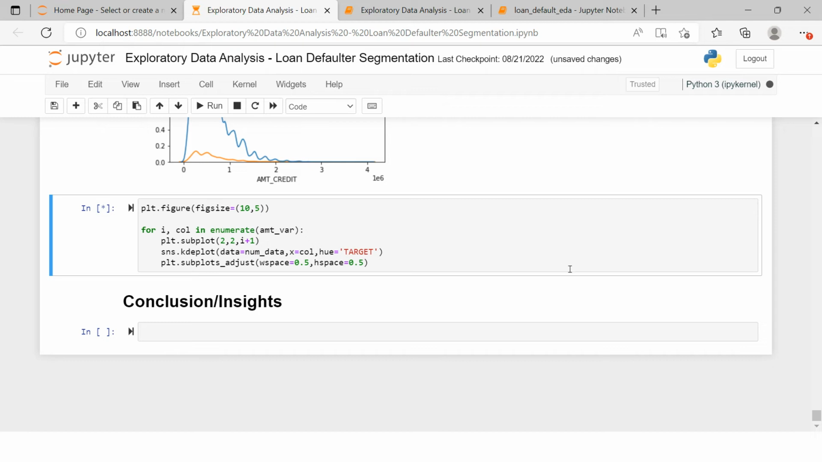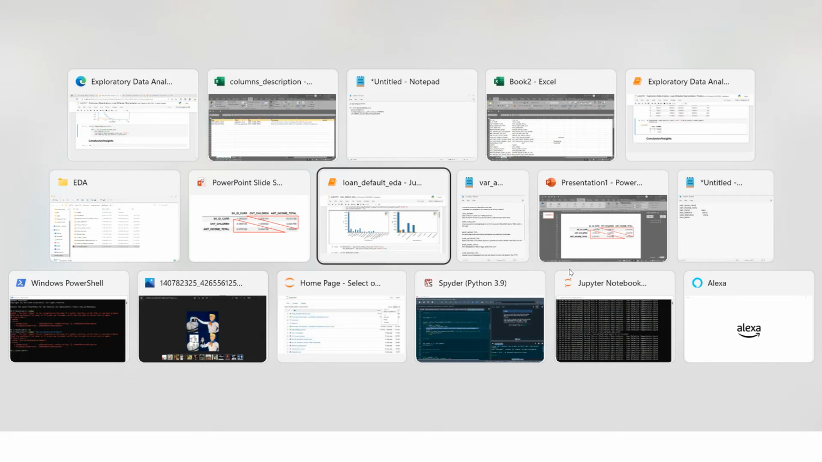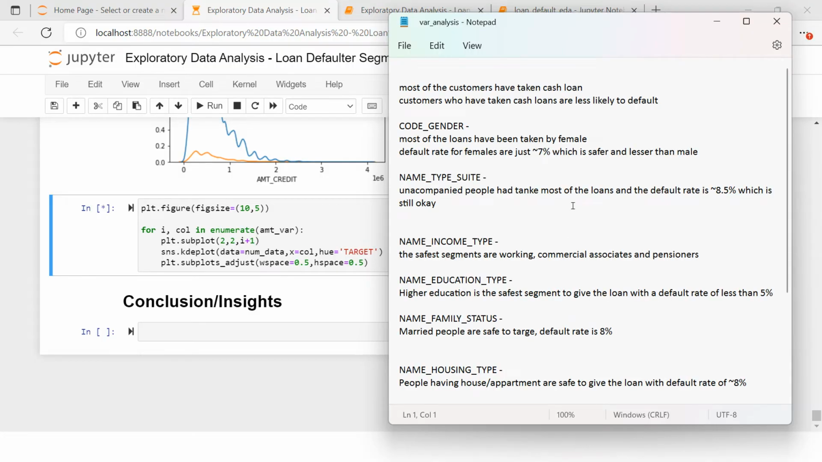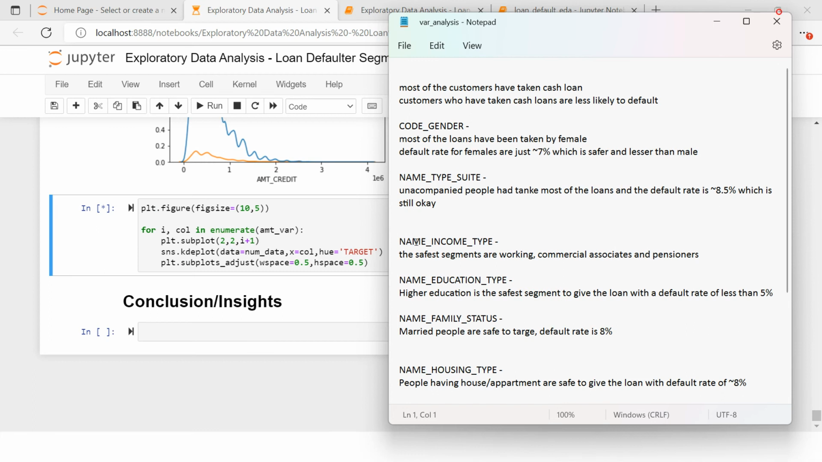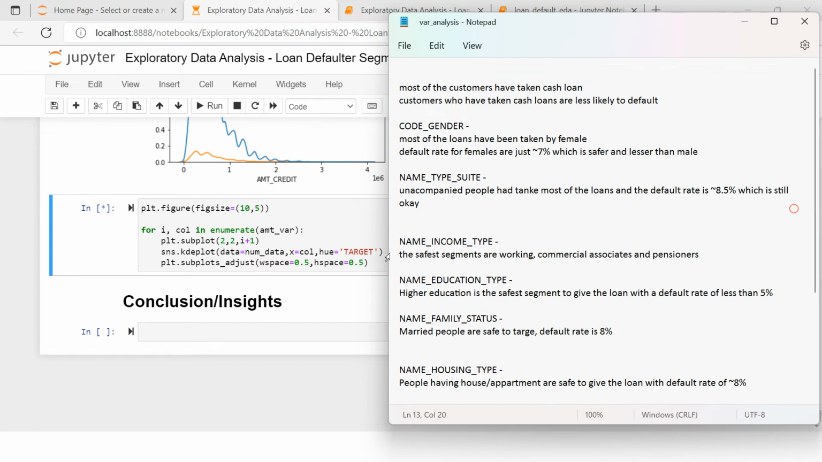Let's just run this. It will take a few seconds, and then it will flash the 4 charts. Once we get the charts, we will start writing the insights, which we have been doing on this notepad. If you see over here, this is the notepad where we wrote all of our analysis. Let me just make it a little bigger.